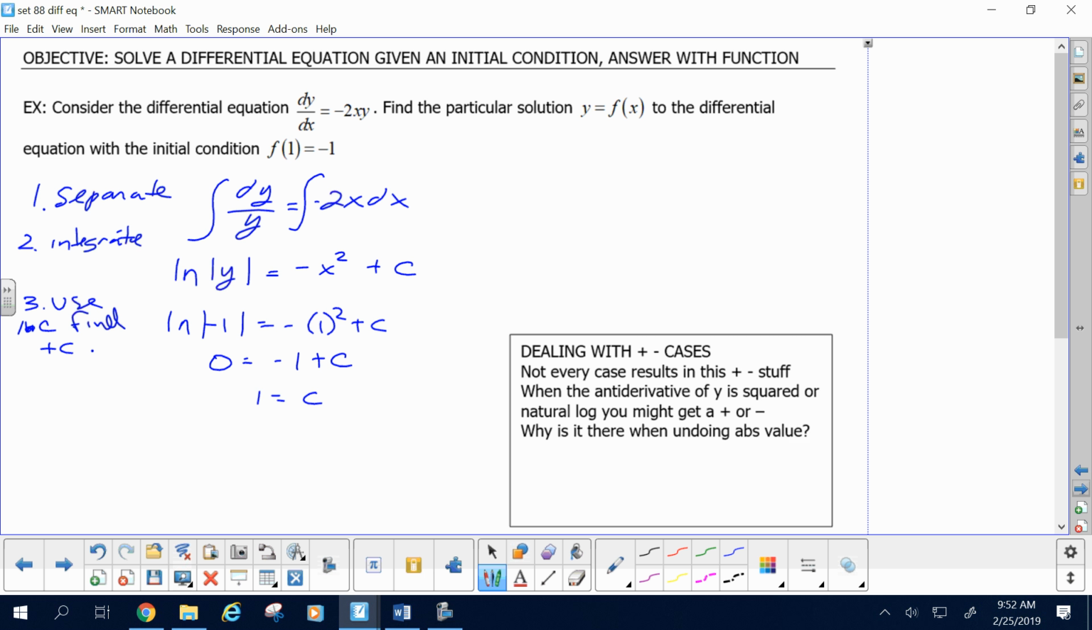Put in your plus c then. The natural log of y, absolute value, equals negative x squared plus 1. Yeah? Now ask yourself, is this a problem where you have to solve for y or not? In the homework, sometimes you don't have to solve for y, so you wouldn't go on, you just circle it. But in this case, do I need to solve for y?